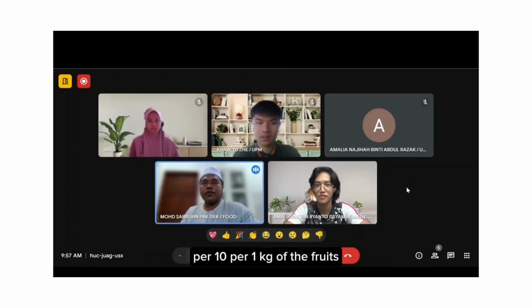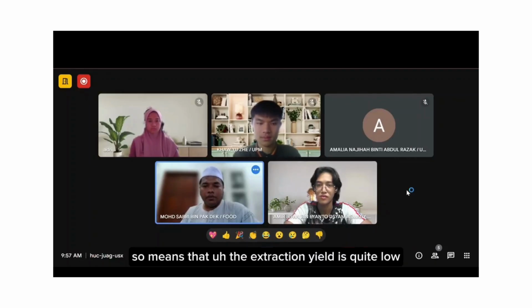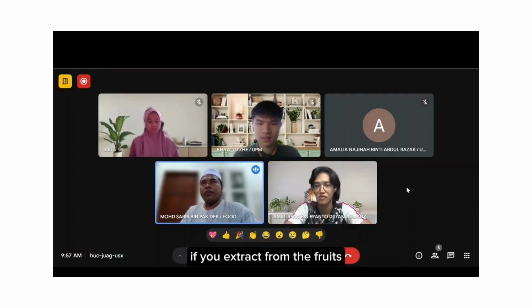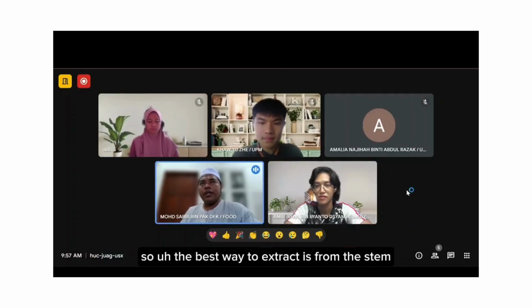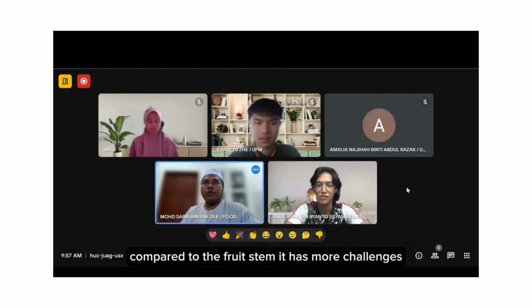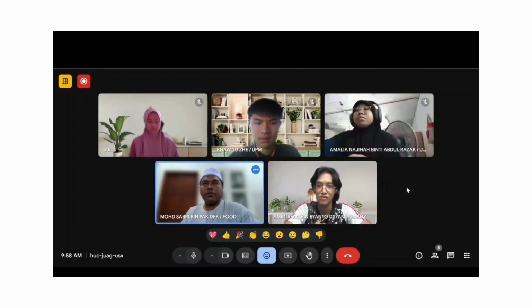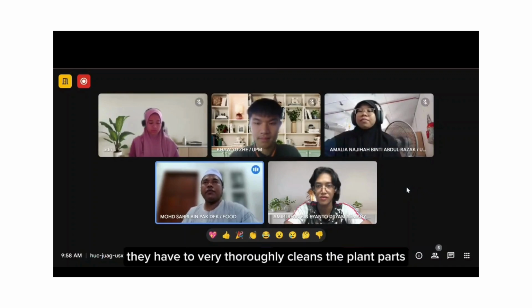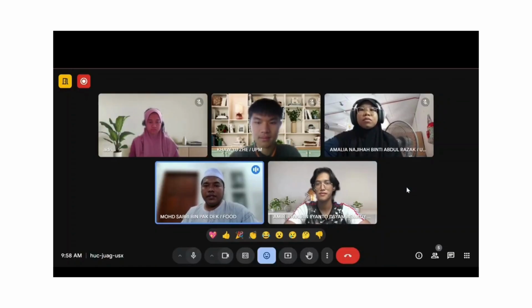and then you only have 1 gram per 1 kilogram of the fruits. So that means that the extraction yield is quite low if you extract from the fruits. The best way to extract is from the stem, but compared to the fruit, the stem has more challenges. For example, the presence of debris. So manufacturers have to very thoroughly cleanse the plant parts before extraction.